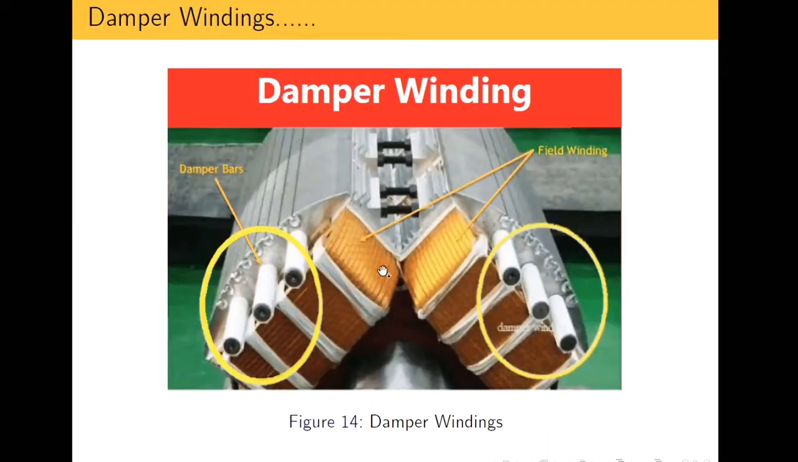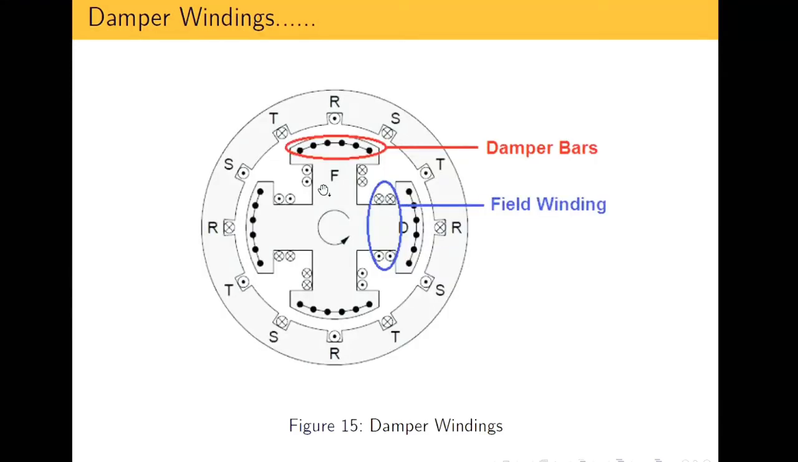There is one more original structure of a damper winding. We can see the damper bars here. Damper bars is written here, and these are the damper bars, these white color bars. This is the field winding, the rotor field winding. You can also see in this diagram, which is quite self-explanatory, the damper winding.